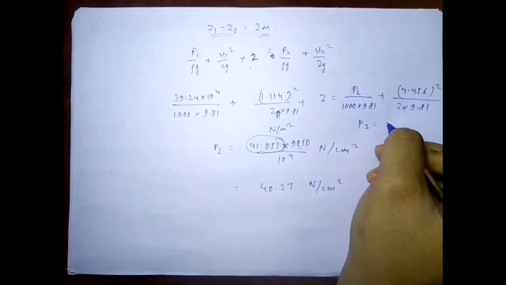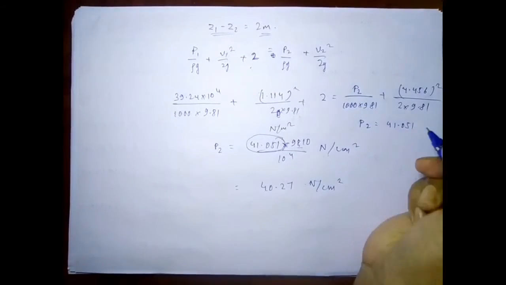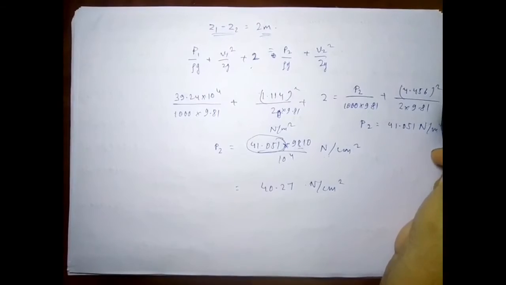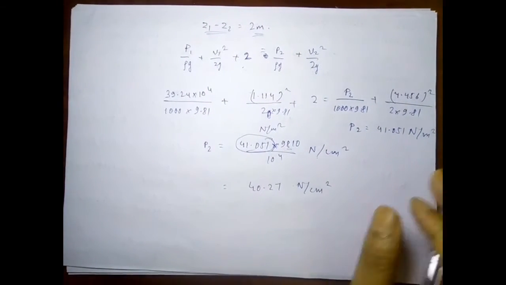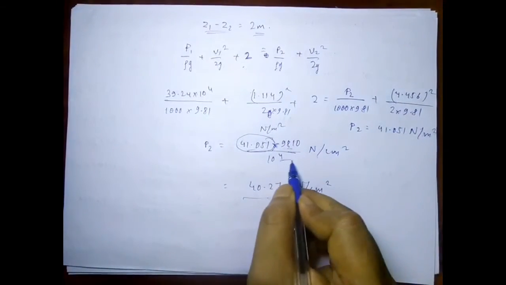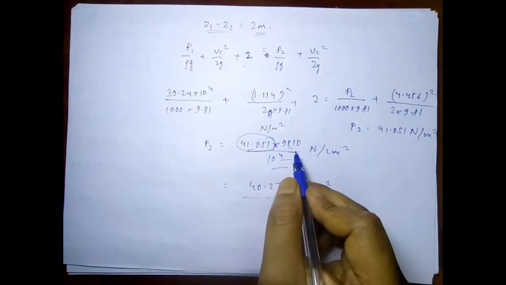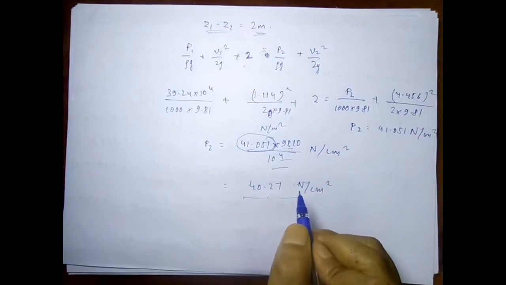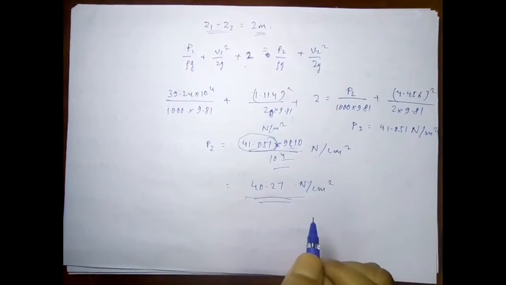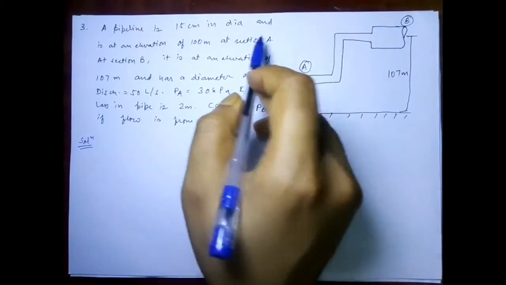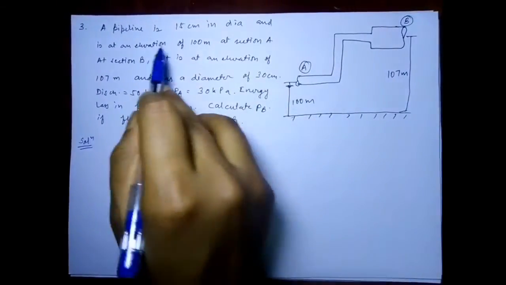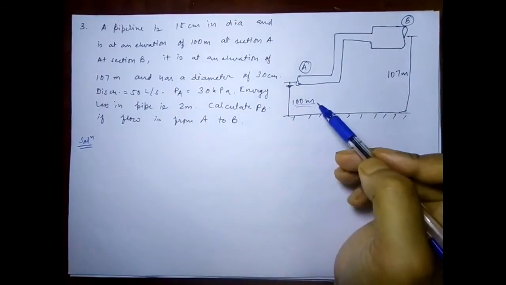P2 is also equal to 41.051 Newtons per meter square. To write it in centimeter square, I'll do this process, that is multiplying 9810 and dividing with 10 to the power 4, we'll get 40.27 Newton per centimeter square.